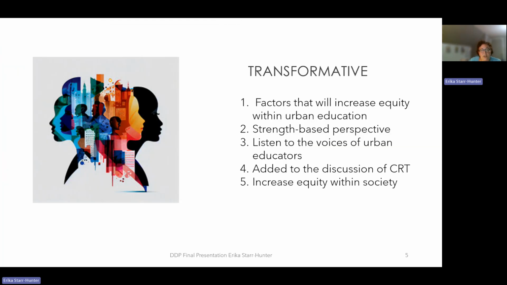So how is it transformative? Kind of goes back to my knowledge, my new knowledge base. I have increased the factors within urban education, a strengths-based perspective, listening to the voices of urban education educators. I added to the discussion of CRT, and hopefully I will increase the equity within our society.